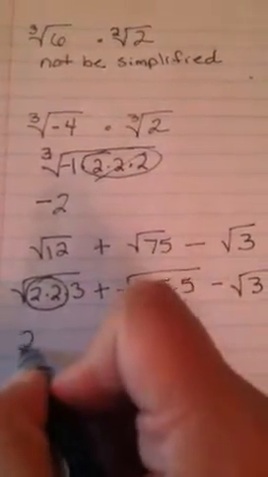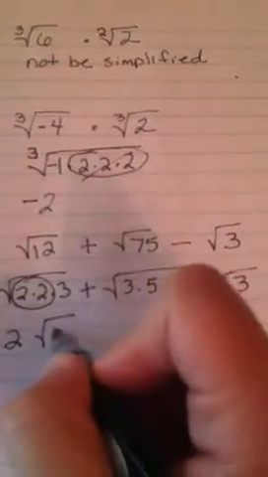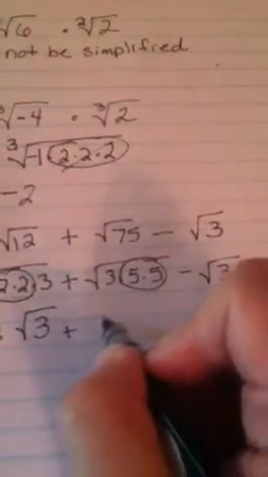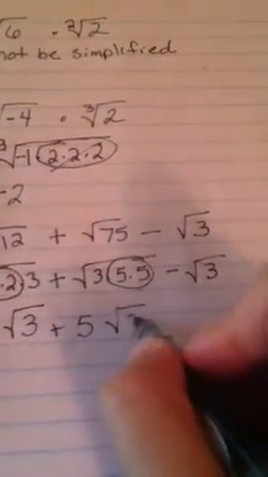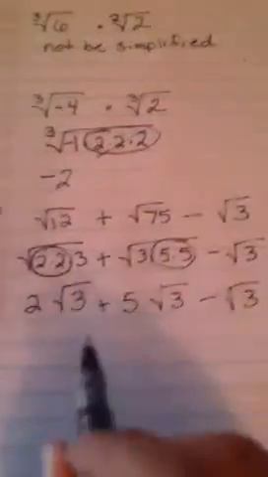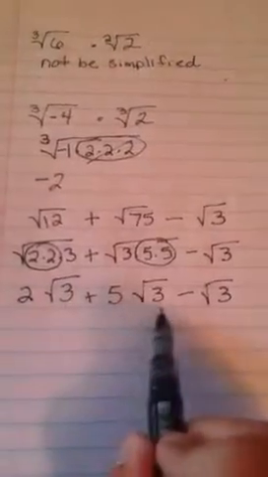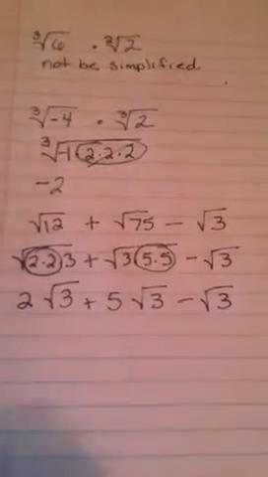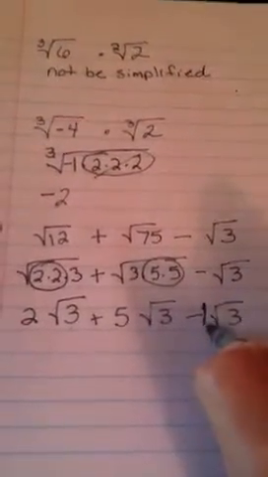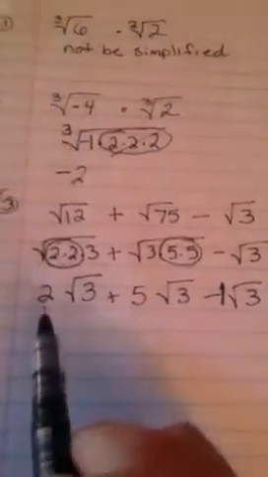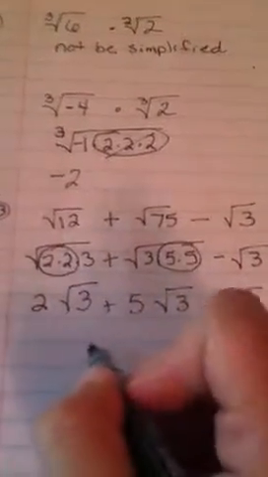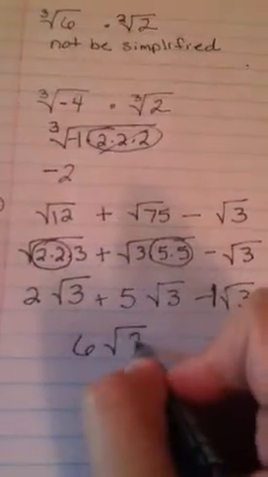Alright, so that's going to come out as a 2 times the square root of 3, and these are going to come out as a 5 square root of 3, and then again, no simplification, but it still needs to come along. Notice that my radicands, square root of 3, square root of 3, square root of 3, are alike. Now if you want to think of it this way, we do have a 1 in front of here, so we can combine our coefficients. 2 plus 5, 7, 7 minus 1, 6, 6 square root of 3.